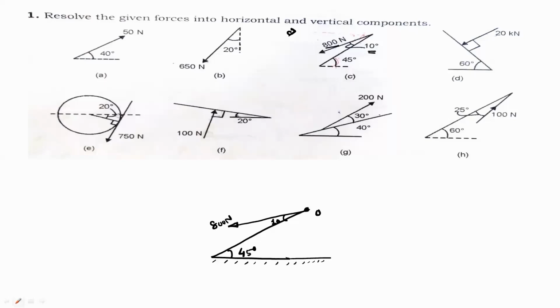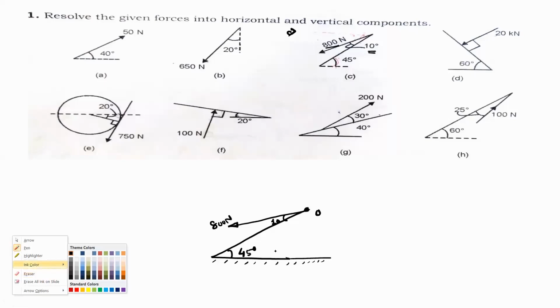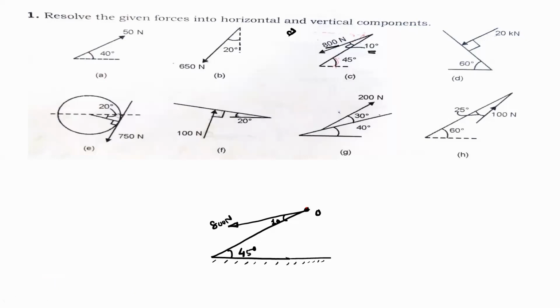So the first step is to construct the x and y axis. Take O as a reference point, that is the origin, and draw one horizontal line. This will become the x-axis. Draw a vertical line. This is the y-axis. This is just for our reference, so we can resolve the force or find out the angle.